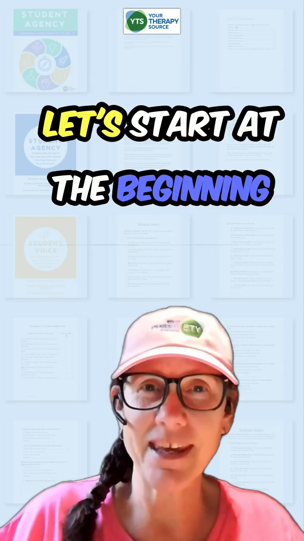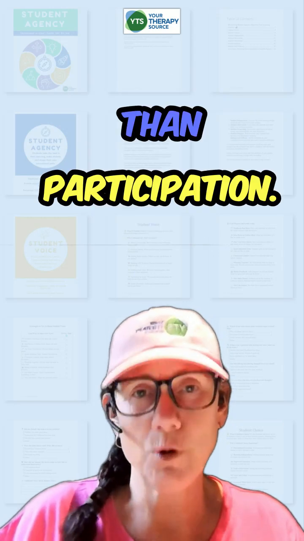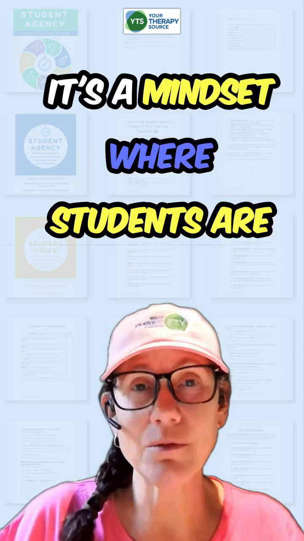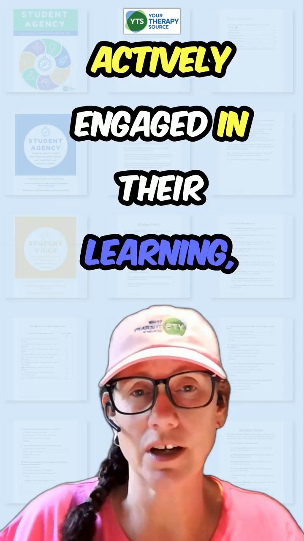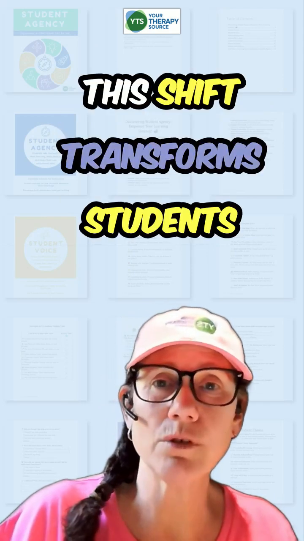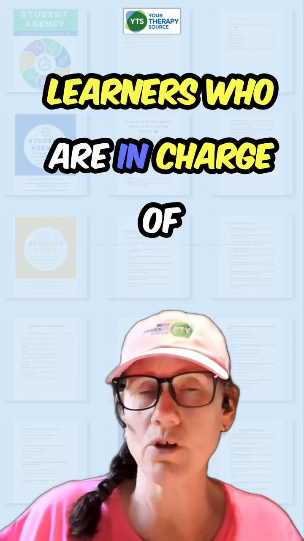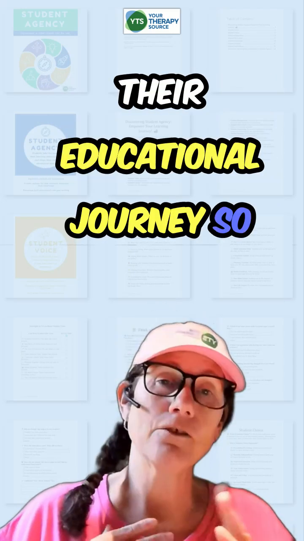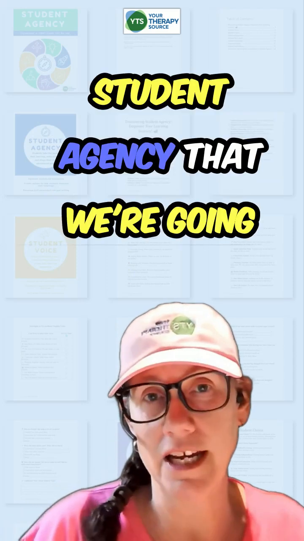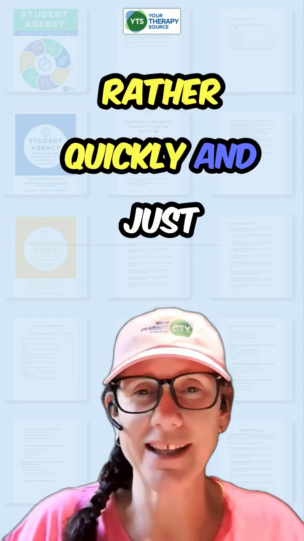Let's start at the beginning and talk about what is student agency. Student agency is more than participation. It's a mindset where students are actively engaged in their learning, becoming collaborators and decision makers. This shift transforms students from passive recipients of information to empowered learners who are in charge of their educational journey. So there's 7 pillars of student agency that we're going to talk about today, and I'll go through them rather quickly and just on the surface.